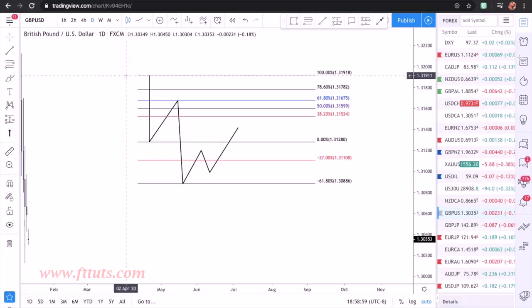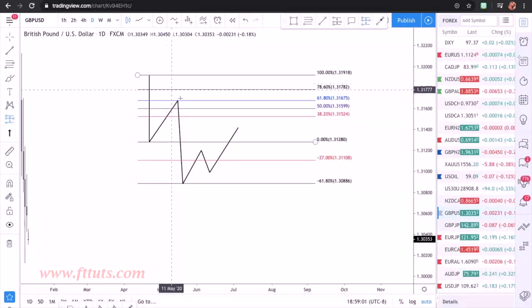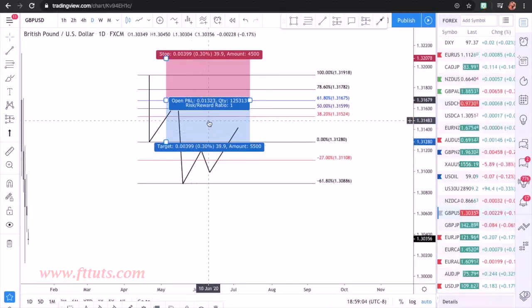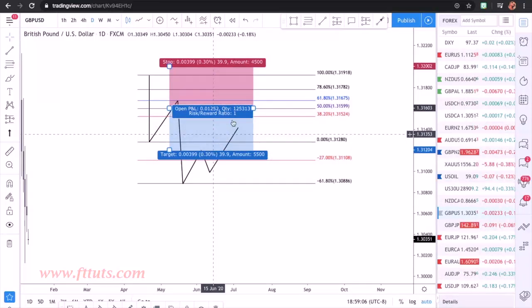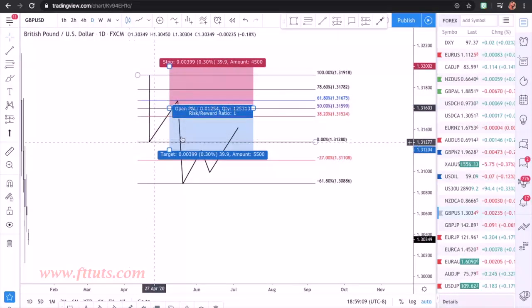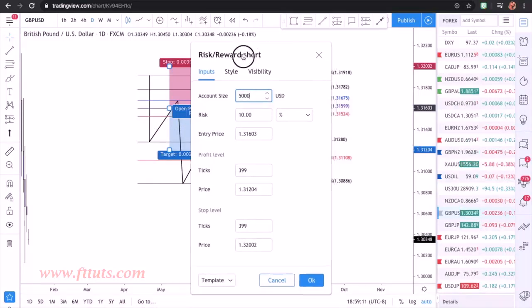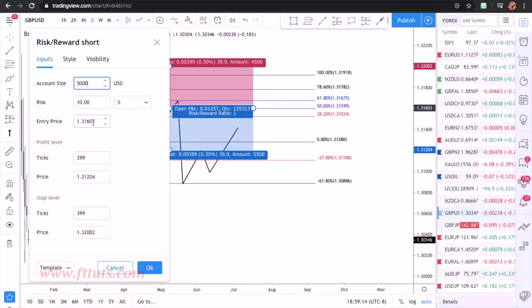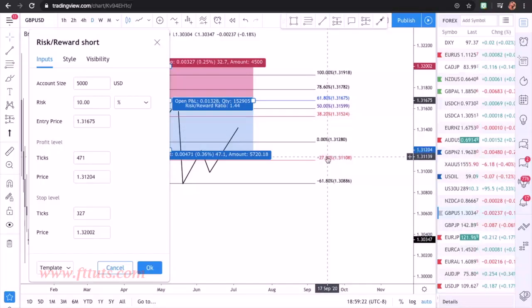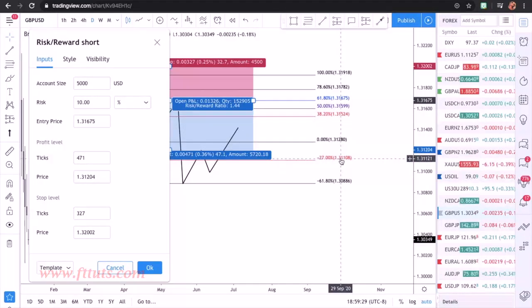So what we want to do is take our short position tool and we want to calculate our risk to reward. On this it says 131,675. So we're going to go into here and edit it. So we're going to go 131,675. And then our take profit will be at the negative 27% fib and the negative 61.8. So our first target will be around 131,108. We'll just put 100.